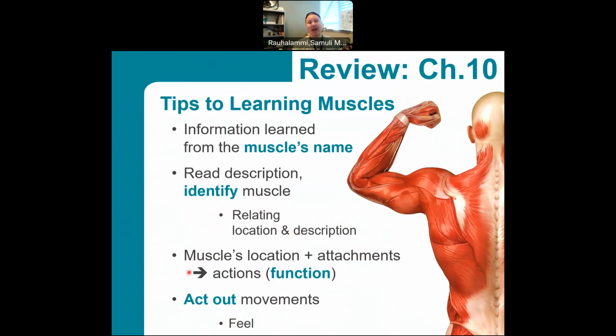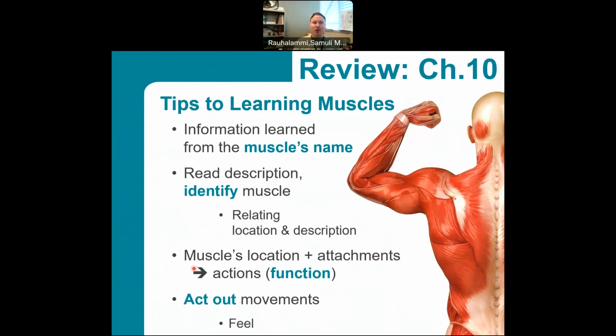Another big thing, at least for me as a learner, and what I find for most of my students, is that we really need to think about, why do we have muscles? What's their goal? What are the actions? What's the function that these muscles provide for us?